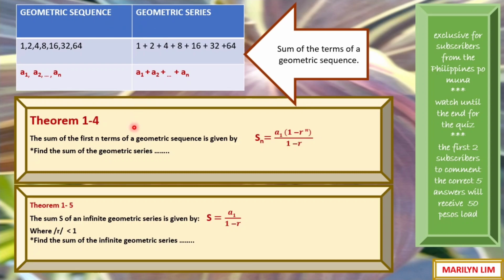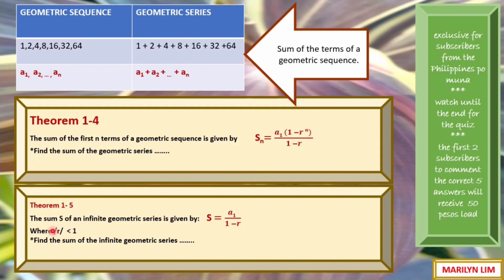So using this Theorem 1.4, how do we use this? The sum of the first n terms of a geometric sequence is given by this formula. So what are the problems that can be solved using this formula? If the problem asks you to find the sum of the geometric series, use Theorem 1.4 or this formula. Don't worry, you don't have to remember the number of the theorem. You just have to remember this formula. So if the question starts with or ends with find the sum of the geometric series, use this formula.